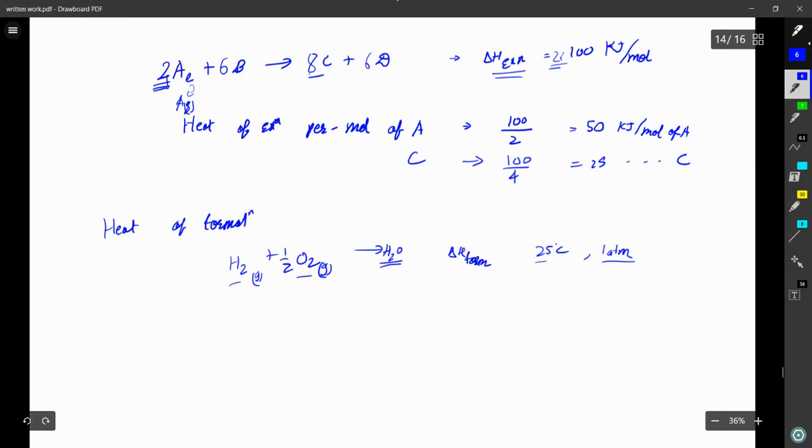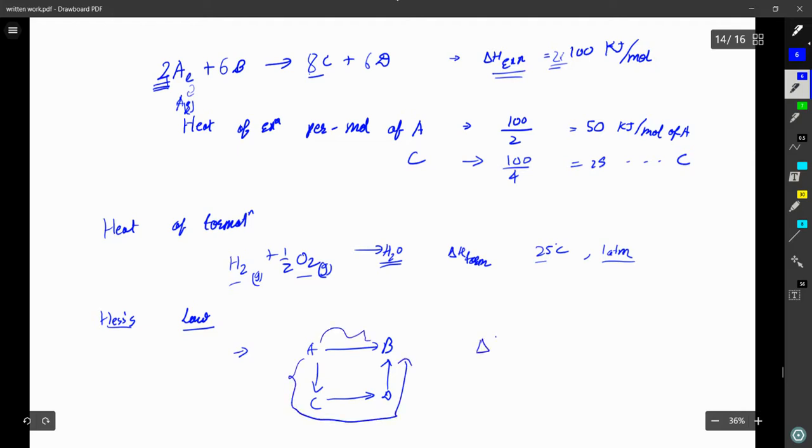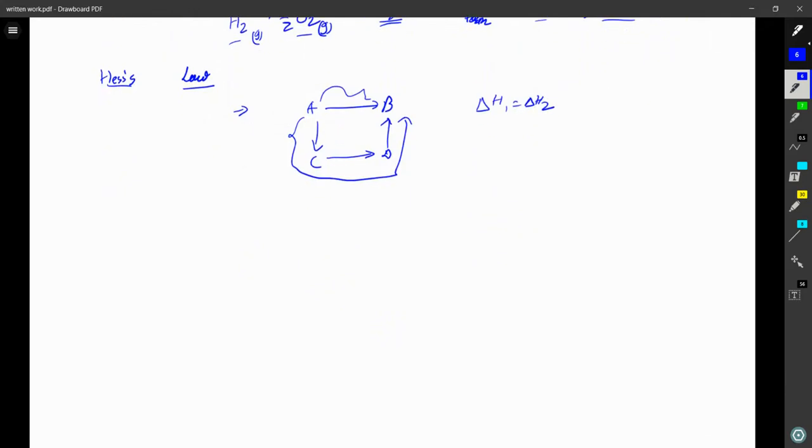That is one thing. Now there's something called Hess's law. What Hess's law states is that if you are going from product A to product B this way, or you go this other way, the delta H calculated will be the same. That's about Hess's law. Then heat of combustion, again, is about completely combusting things. So how much heat is released? That is heat of combustion.